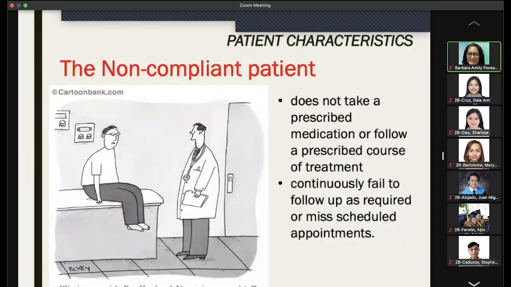Lastly, you have your non-compliant patients. So these are your patients who don't take their medications as prescribed or don't follow the prescribed course of treatment. Some of them would continuously fail to follow up or miss scheduled appointments. Okay, so they become difficult patients because you cannot treat them properly because they don't follow your advice.